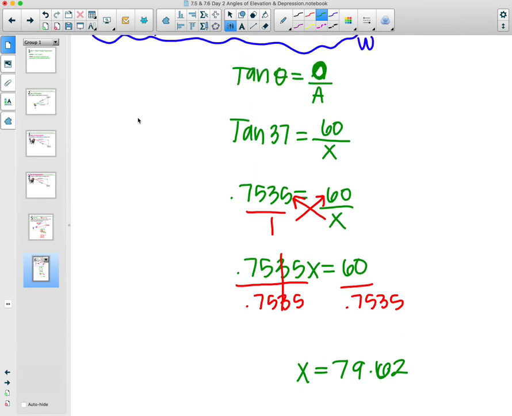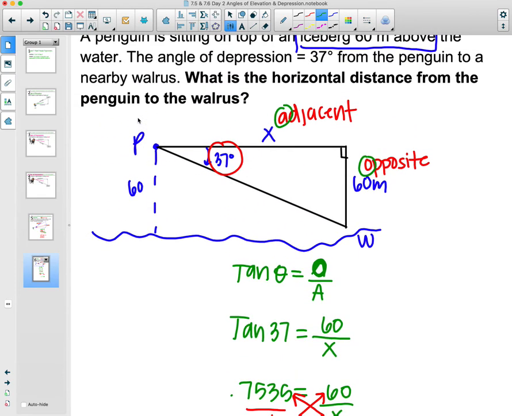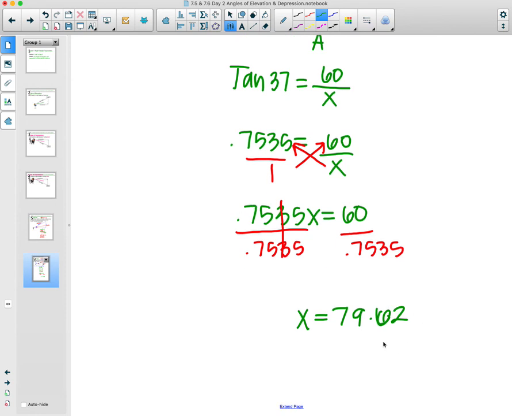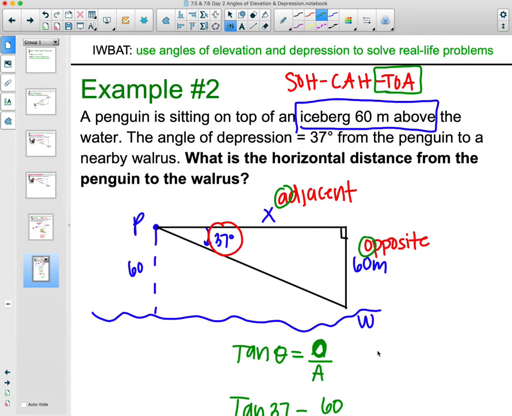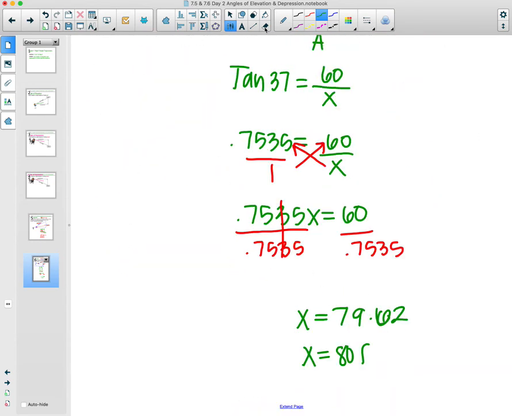Okay, so then depending on if the problem told us how to round, which this one didn't, so 79.62, again with this one, probably when you're talking the height of an iceberg, you're probably going to round to the nearest foot. So I would say 80 feet. Was it feet or meters? Meters in this case. So 80 meters.